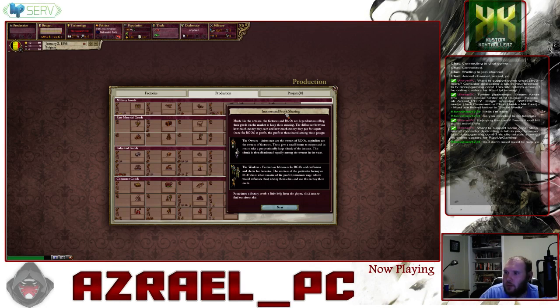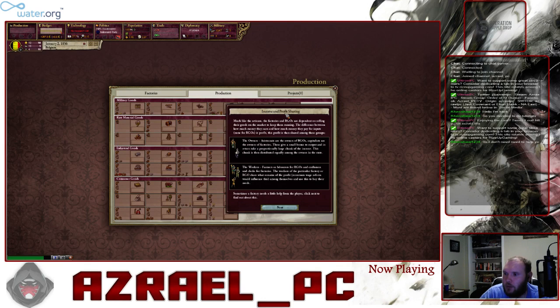Let's see the difference between how much money they earn and how much money they pay for inputs, none for RGOs, as profit. This profit is then shared among the groups. The owners, aristocrats, are the owners of RGOs, and the capitalists are the owners of factories. They give a small bonus to output, and in return take a proportionally large chunk of the income. This chunk is then distributed equally among the owners in the state.